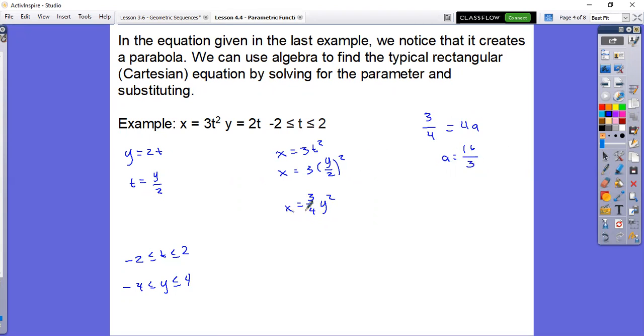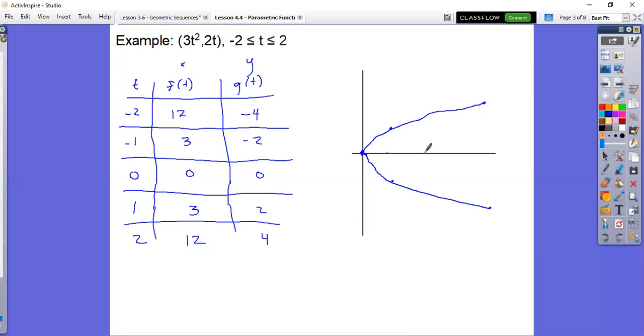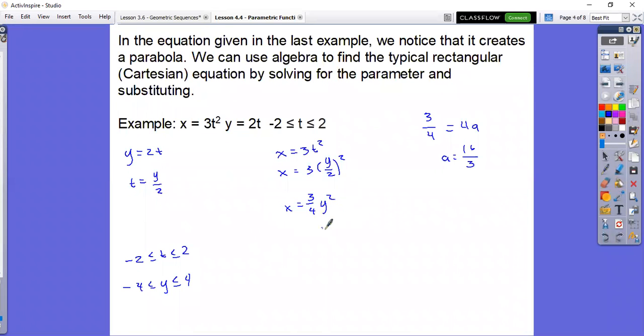And I also notice this is centered at the origin with its axis of symmetry along the y-axis, which is exactly what I have in this picture right here. This portion of the parabola is exactly what was just described by this equation of a parabola. So this is one way that we could take something that is in parametric form and write it in rectangular form or Cartesian form.